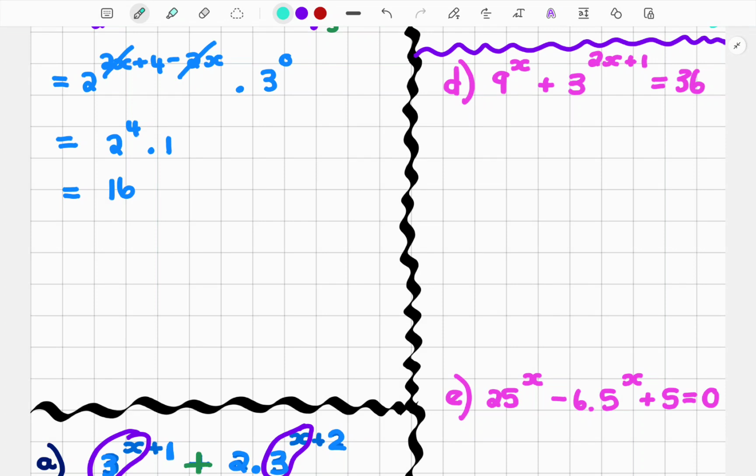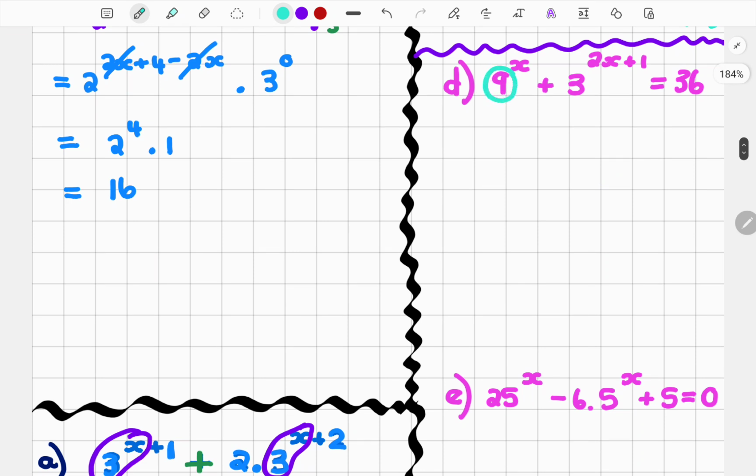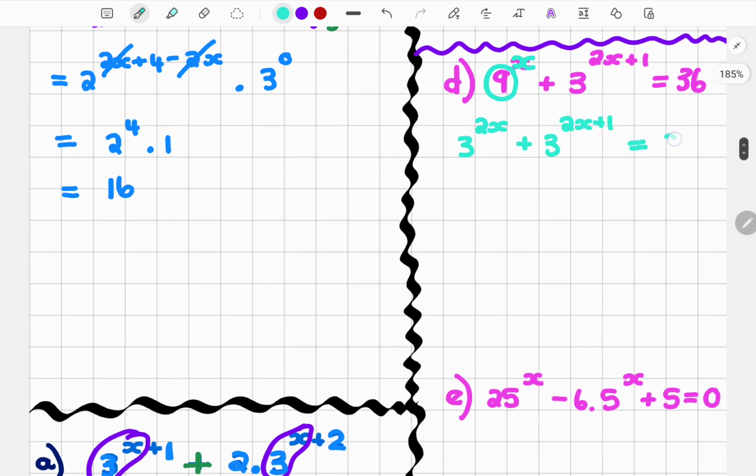All right, over here, do you see we're going to have to use factorization for that part? So anything that is not prime numbers with a little x at the top, we need to change into a product of its primes. So it's going to be 3 to the power 2x plus 3 to the power 2x plus 1 is equal to 36. So can you see that I can take out a 3 to the power 2x as a HCF? So 3 to the power 2x.